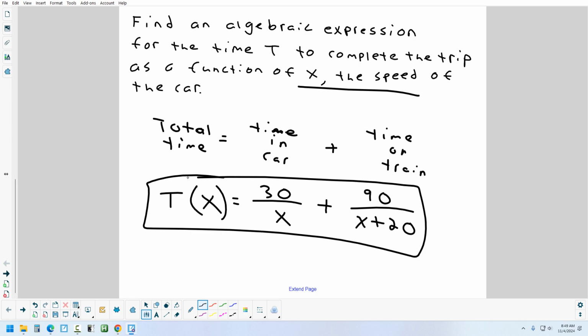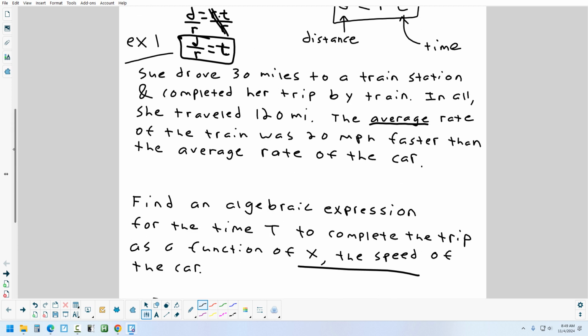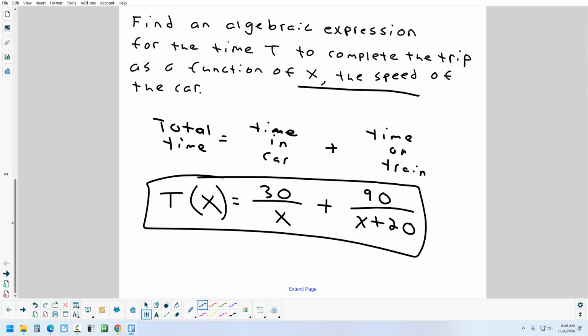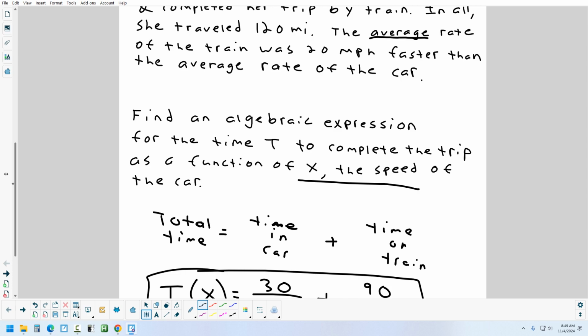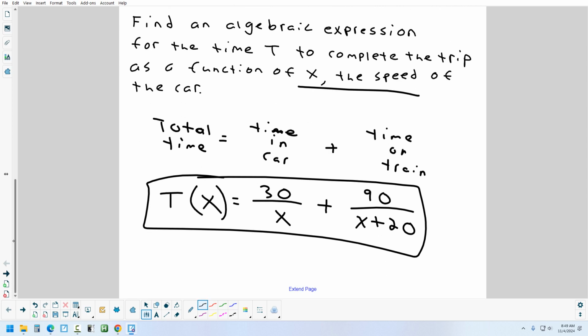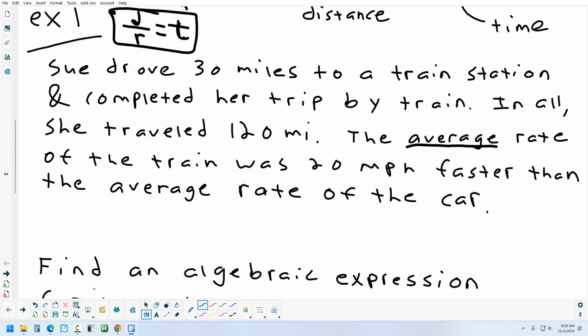So I'm going to call the formula t of x. Sometimes you use f of x, g of x. I'm using t of x because it's time. That's it. Now if you told me the car was going 40 miles an hour, I'd fill in 40 for x, and the answer I get will be the amount of time it takes to do the trip. In this problem, they're not actually asking us to fill anything in. They just said find a formula, find an expression. Any questions about how we got that? So that's our formula.